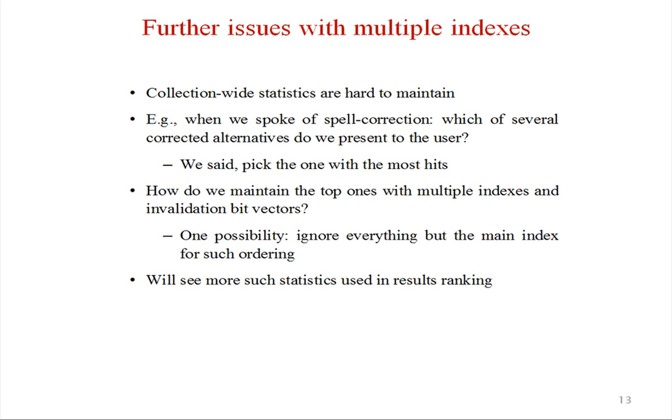Further issues with multiple indexes. Collection-wide statistics are hard to maintain. For example, when we spoke about spelling correction, which of several correlated alternatives do we present to the user? We said pick the one with the most hits. This is actually a problem.